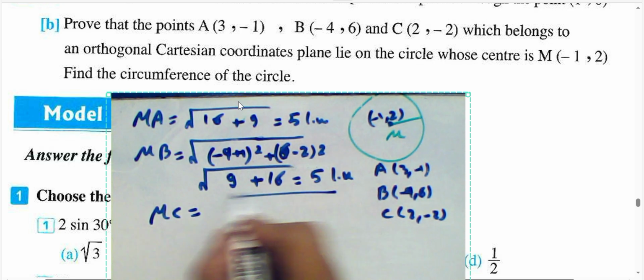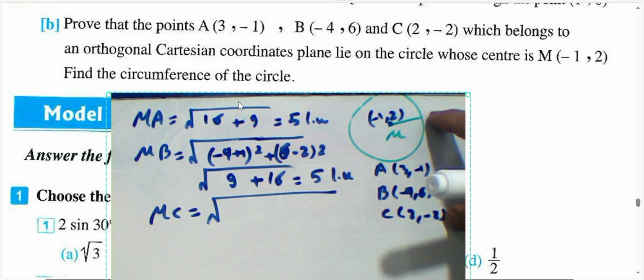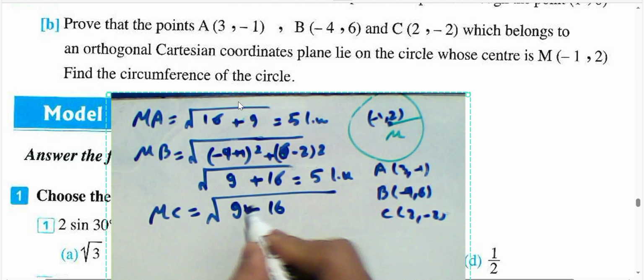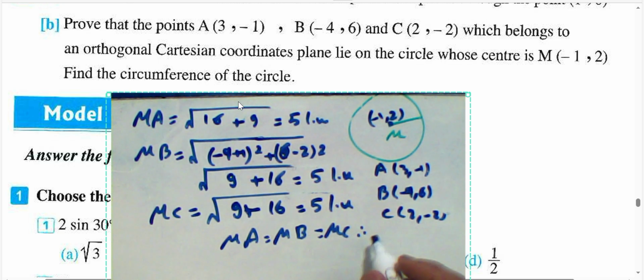And then we can find the length of MC. M and C here, look here, 2 minus negative 1, it will be 2 plus 1, 3. 3 power 2 is 9. And negative 2 minus 2, negative 4. Negative 4 power 2 is 16. And the result will be 5 length units. So we can prove that MA equals MB equals MC. Then we can prove now that A, B, and C lie on the circle M.